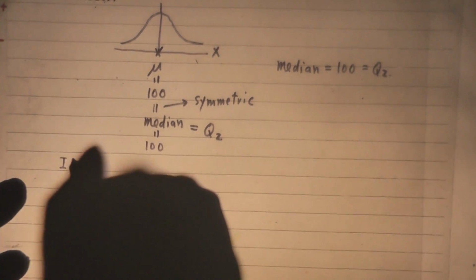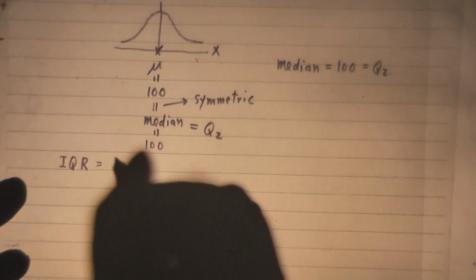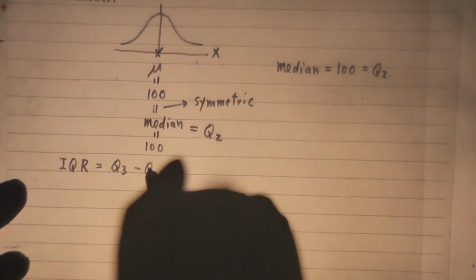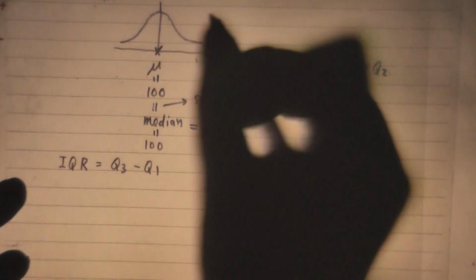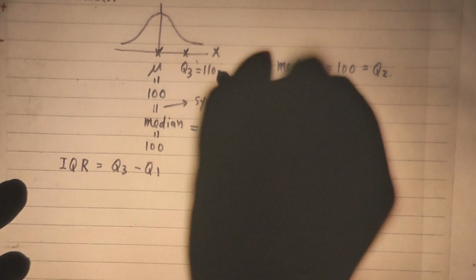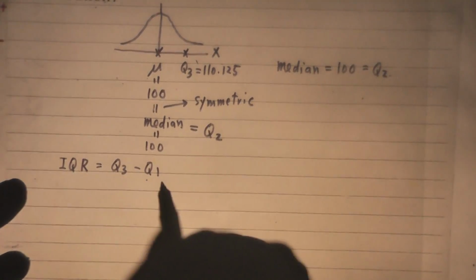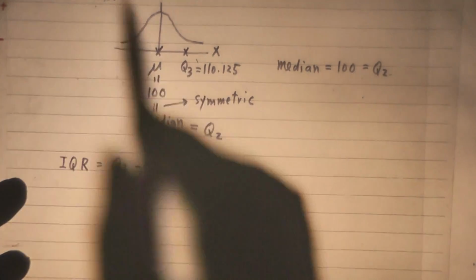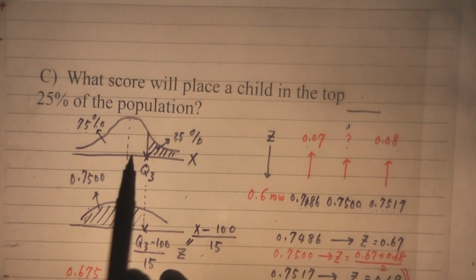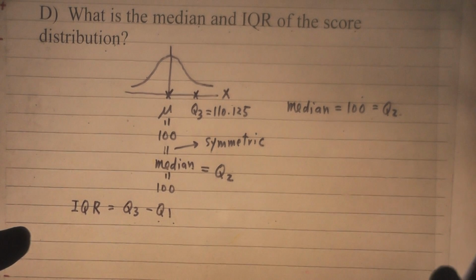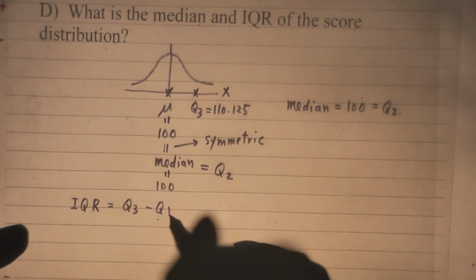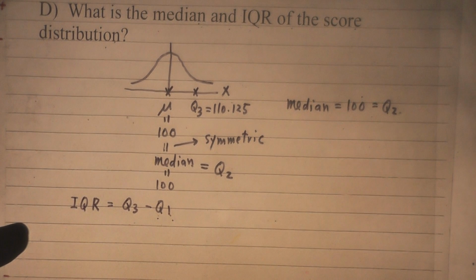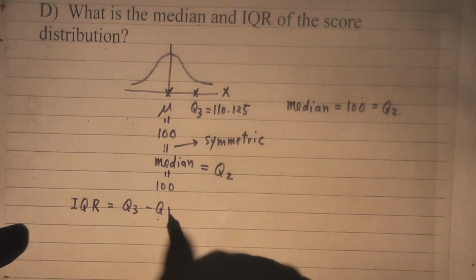So, what is IQR? IQR is Q3 minus Q1. In the picture above, we know Q3 is 110.125, and we don't know Q1. Does that mean we need to repeat the steps in part C to find Q1? The answer is no. If you do that, you just waste your time. To find Q1, we can use the symmetric property. We don't need to repeat the procedure in part C.